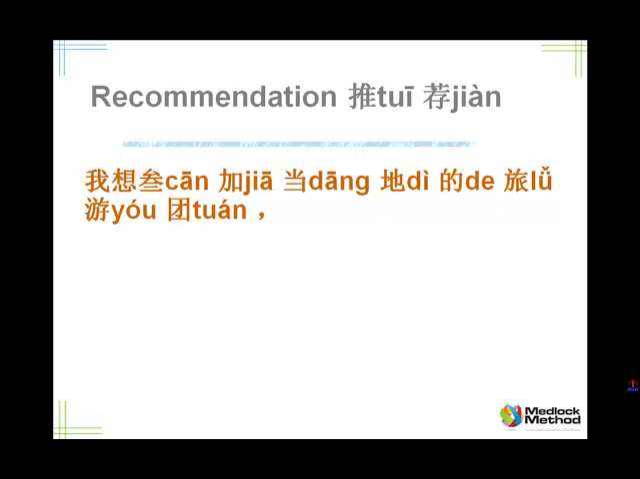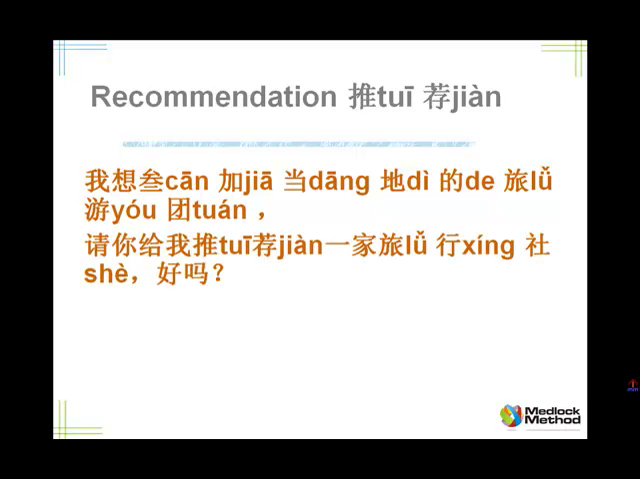Now, if we're being polite and we say, please could you, at the beginning of the sentence we would use 请你 and then, at the end of the sentence, 好吗. Ask me, could you please give me a recommendation for a travel agent? 请你给我推荐一家旅行社好吗. 好吗 also means okay. Is that okay? It's a very useful sentence, so let's stick all this together so we can review it one more time. Tell me, I'd like to join a local tour. Could you please give me a recommendation for a travel agent?